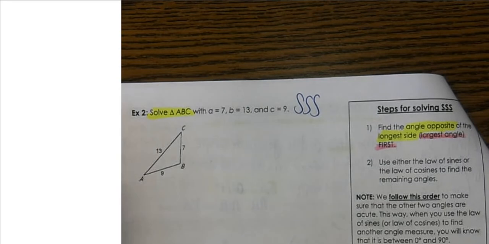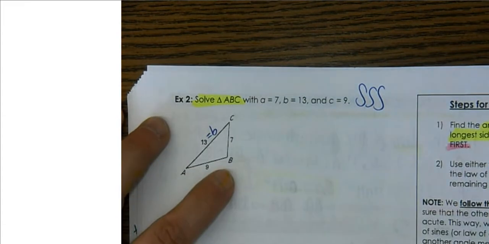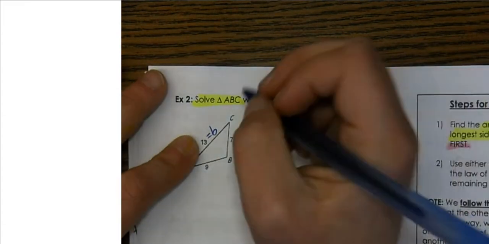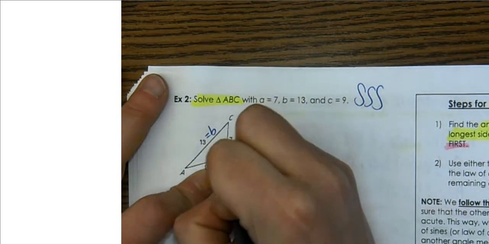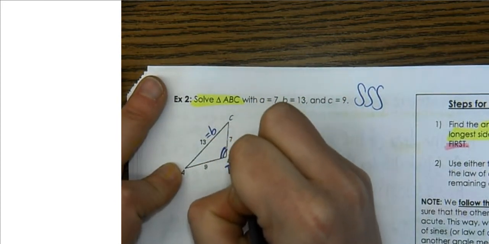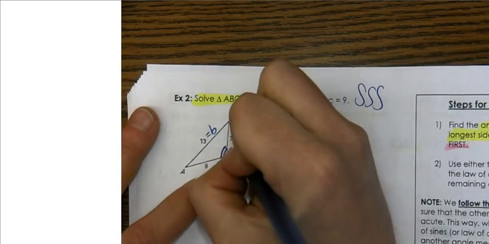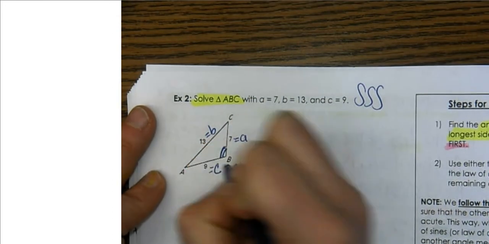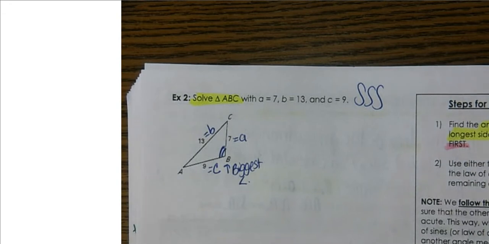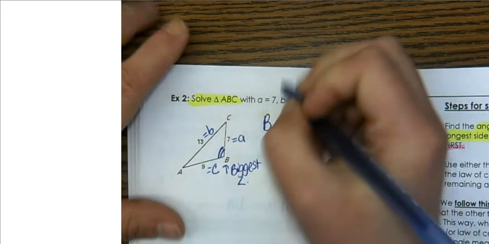Here we go. So I can clearly see that 13, which is right across from angle B, is our biggest side. And so therefore angle B is my biggest angle. So I am actually going to find angle B first. And then obviously 7 is going to be A and 9 will be C. So I want to find my biggest angle first. So that means that I'm going to find angle B, which I need to establish.